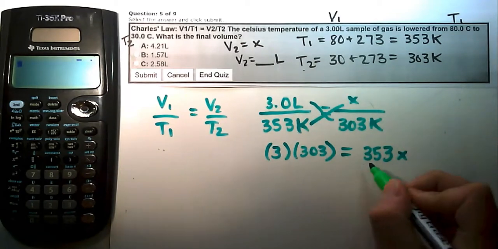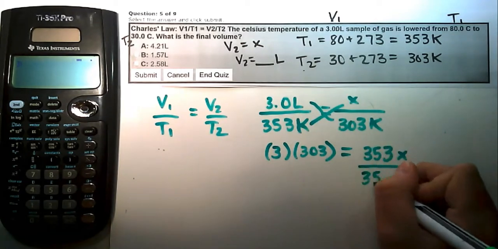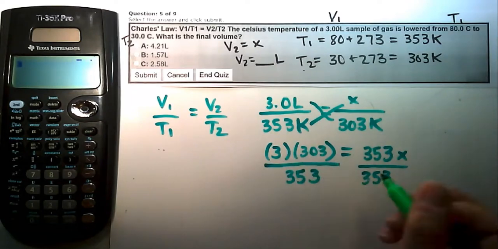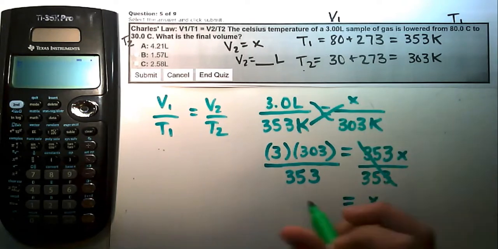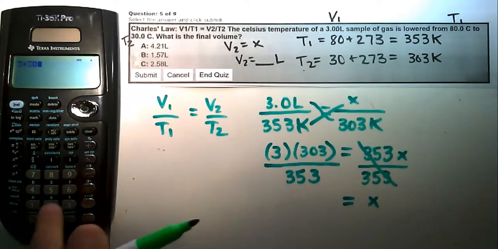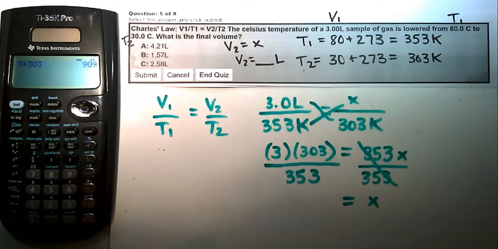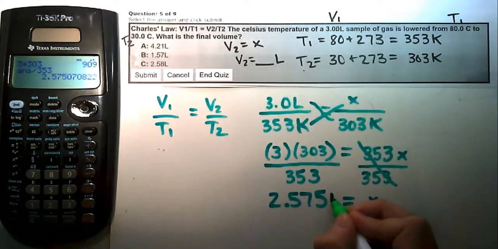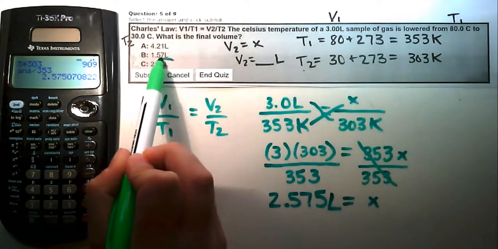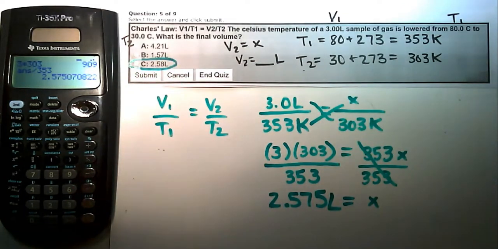So to solve for X, all I need to do is divide by 353, and whatever I do on one side, I also have to do to the other side. So I'm going to be left with X equals 3 times 303 divided by 353. 3 times 303. I'm going to hit enter, get my answer, divided by 353. And that gave me 2.575, and my units are liters. So I'm looking up the answers. 2.575 is very close to 2.58 liters, so that is my final answer.